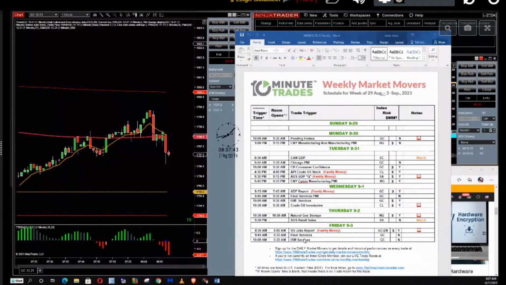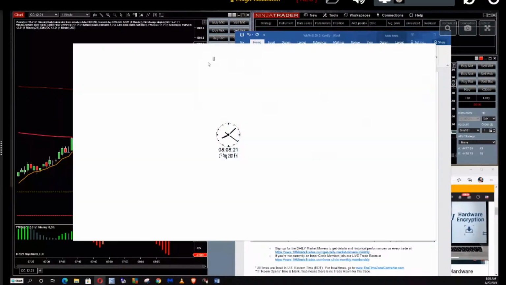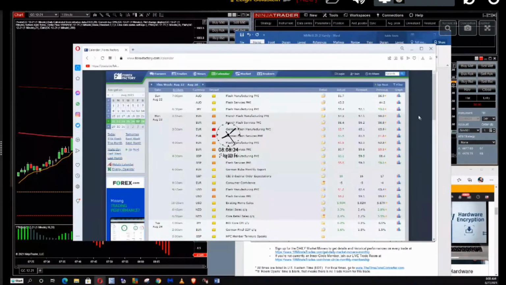What's interesting is ISM services, and I have to fix this, the schedule. This should be ISM manufacturing. And this would be final manufacturing. That comes first. Okay. ISM manufacturing. And then anytime I make a change like that, you can see it on the calendar. Forex Factory next Wednesday.